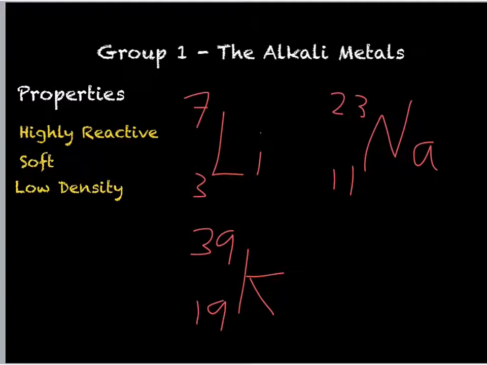Lithium has the symbol Li and is the smallest of the alkali metals. It's very much the little brother of the family. Our next alkali metal is sodium with the symbol Na. Sodium is more reactive than lithium, which we will look at on the next slide. Finally, we have potassium, which has the symbol K. It is the most reactive alkali metal that you need to know about.